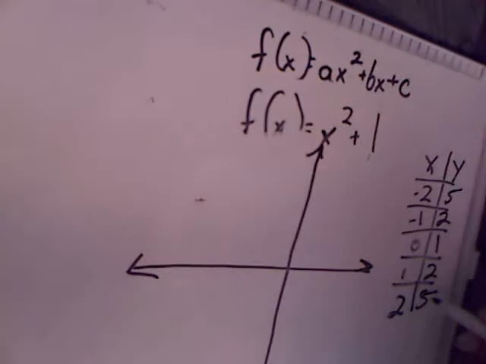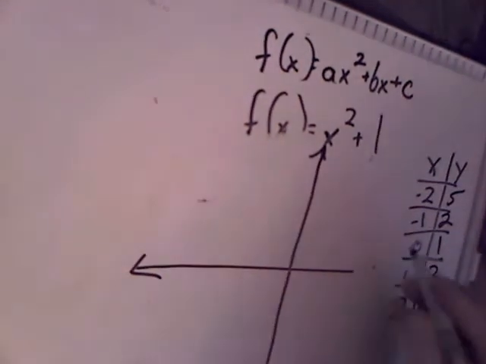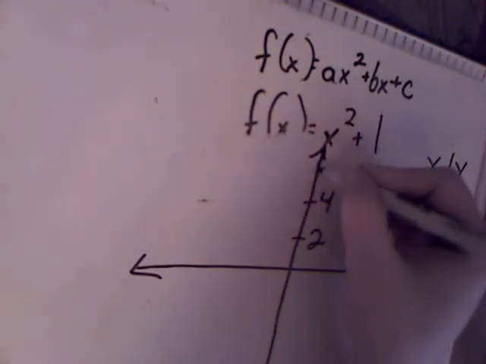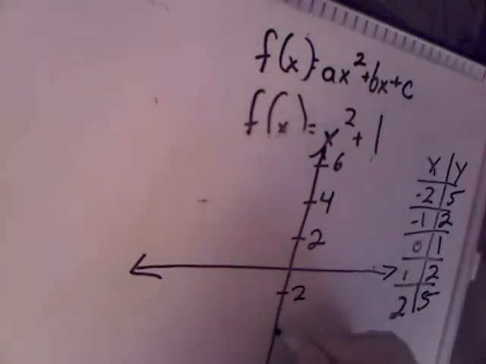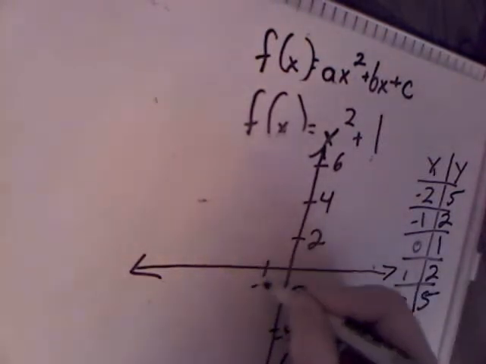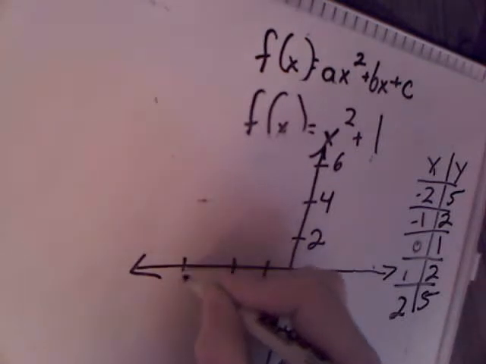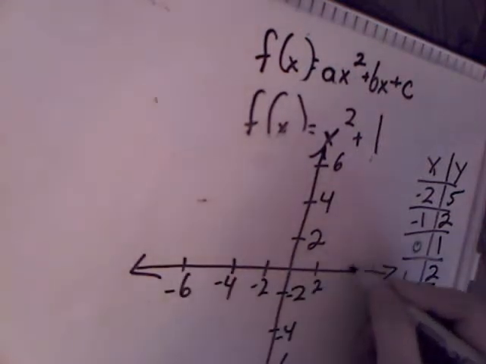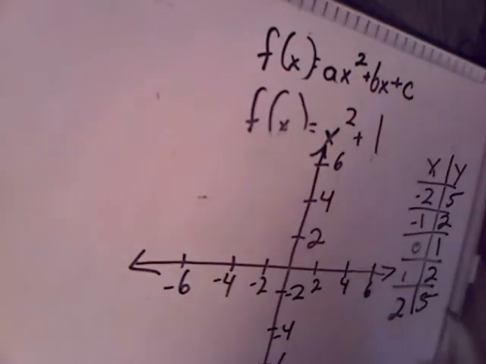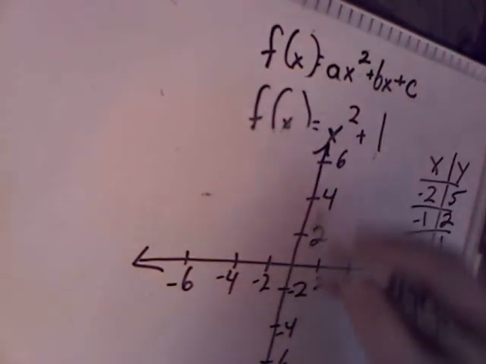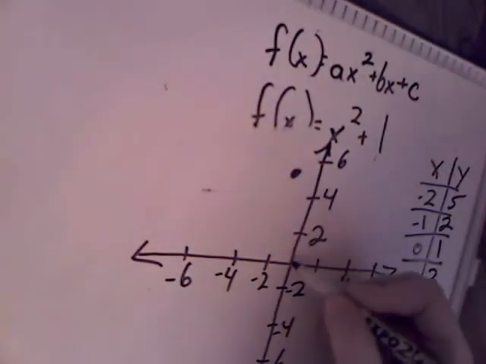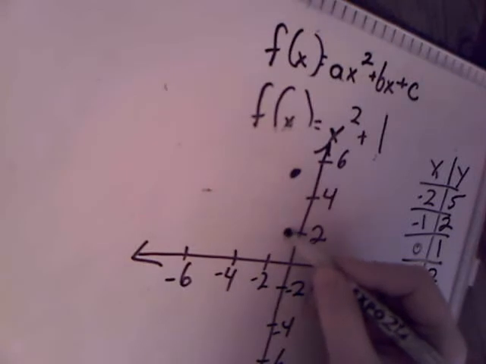My biggest number here is going to be 5. So what I'm going to do is I'm going to go out to 6, and I'm going to graph this using even numbers. Okay, so I have -2, 5. I'm going to run -2. I'm going to jump up 5. My next point is -1, 2. I'm going to run back 1, jump up 2.